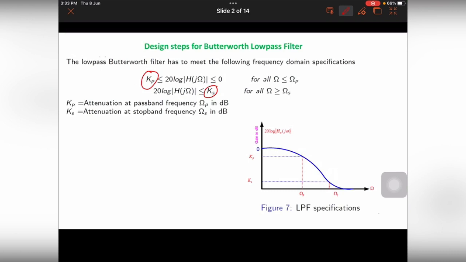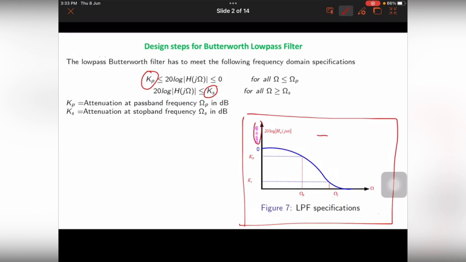Once you know these specifications, you draw the magnitude squared response of the given Butterworth filter and mark all the specifications. The gain should be in decibel and it is always negative, and frequency should be on the x axis, in radian per second.